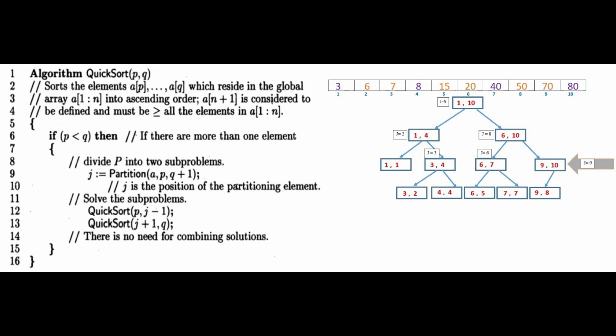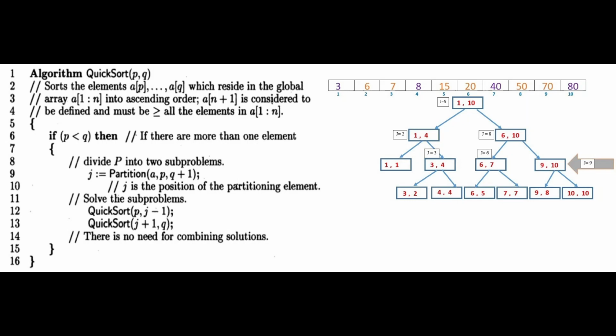The parent algorithm is the one with values p is equal to 9, q is equal to 10, and j is equal to 9. Its first recursive call is completed. Then next we execute the second recursive call. The second recursive call is quicksort of j plus 1 comma q, that is 10 comma 10, and we go to the right subtree of the tree data structure, that is quicksort of 10 comma 10.